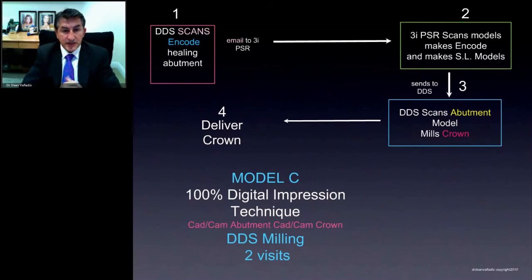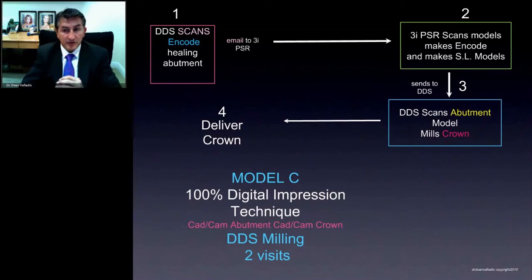So as you can see, the Model C here, we have 100% digital impression technique, and that's if the dentist has a scanner, he can scan the encode with either Lava 3M-COS or with iTero or with CEREC today. In about 2-3 months, we'll be able to scan it with E4D as well. All the beta testing is happening now. But when they scan it, they can email the file to 3i.